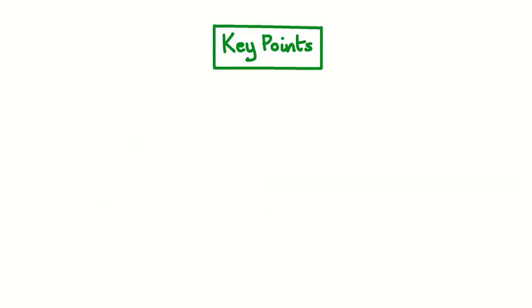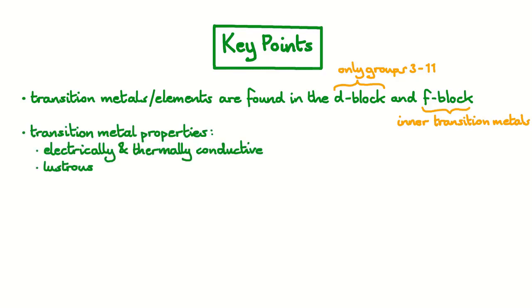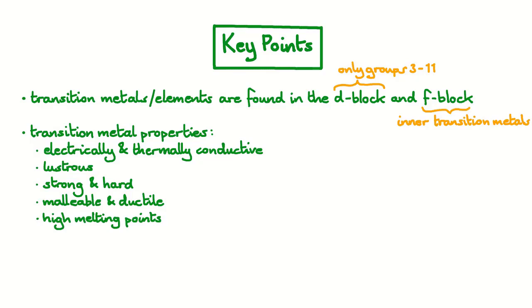Now let's have a look at the key points. Transition metals or elements are found in the D block and F block of the periodic table. Those in the F block are generally known as inner transition metals and won't be included when we talk generally about transition metals. Like many other metals, transition metals are electrically and thermally conductive and lustrous or shiny in their pure form. They are also strong and hard, malleable and ductile, with high melting points.